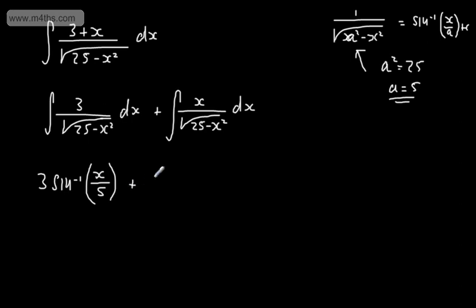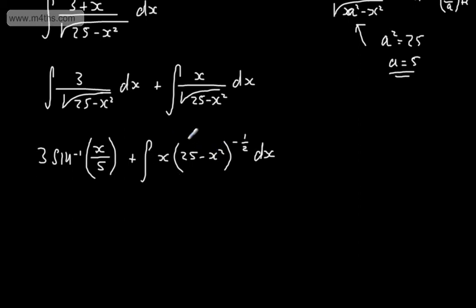If we consider now just rewriting this one here, what we have is x multiplied by 25 minus x squared to the power of minus 1/2. With this particular integral, we could go ahead and use a substitution. Alternatively, we could integrate this by inspection. This is a case of using the chain rule. So let's just write now 3 lots of the inverse sine of x over 5.